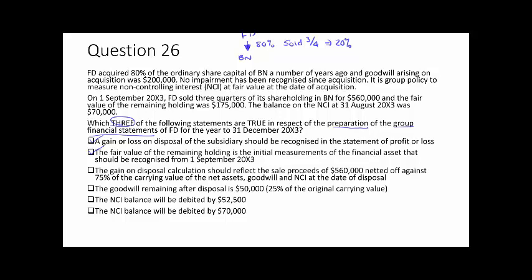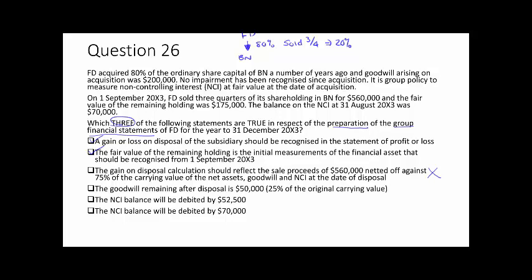In terms of the other remaining answers then, the third answer is that the gain on disposal calculation would reflect sales proceeds of $560,000 being netted against just 75% of the carrying value of the net assets. This is incorrect. What we would need to do is calculate the full gain on disposal and therefore taking out all of the carrying value of net assets, goodwill and NCI. So this one is definitely incorrect.